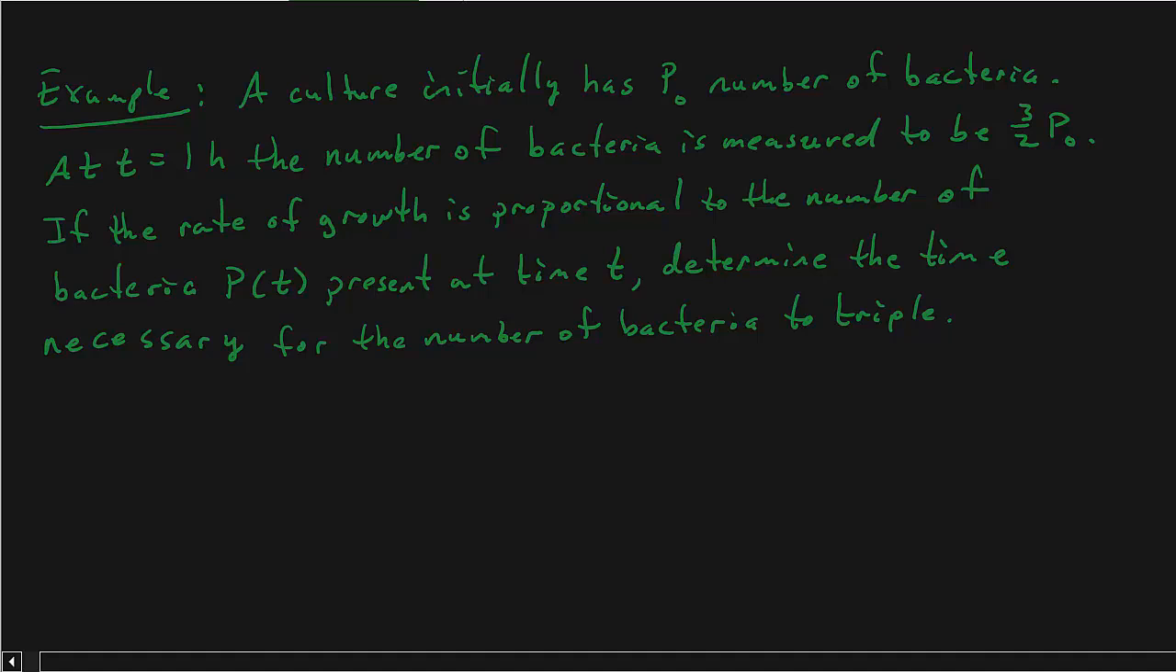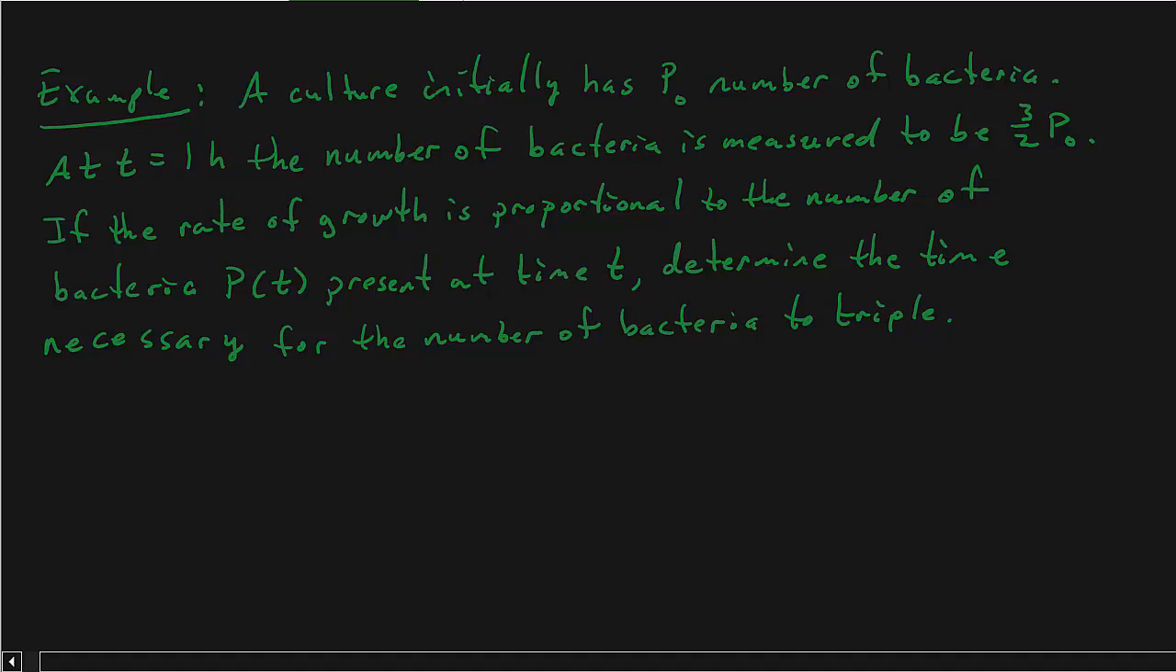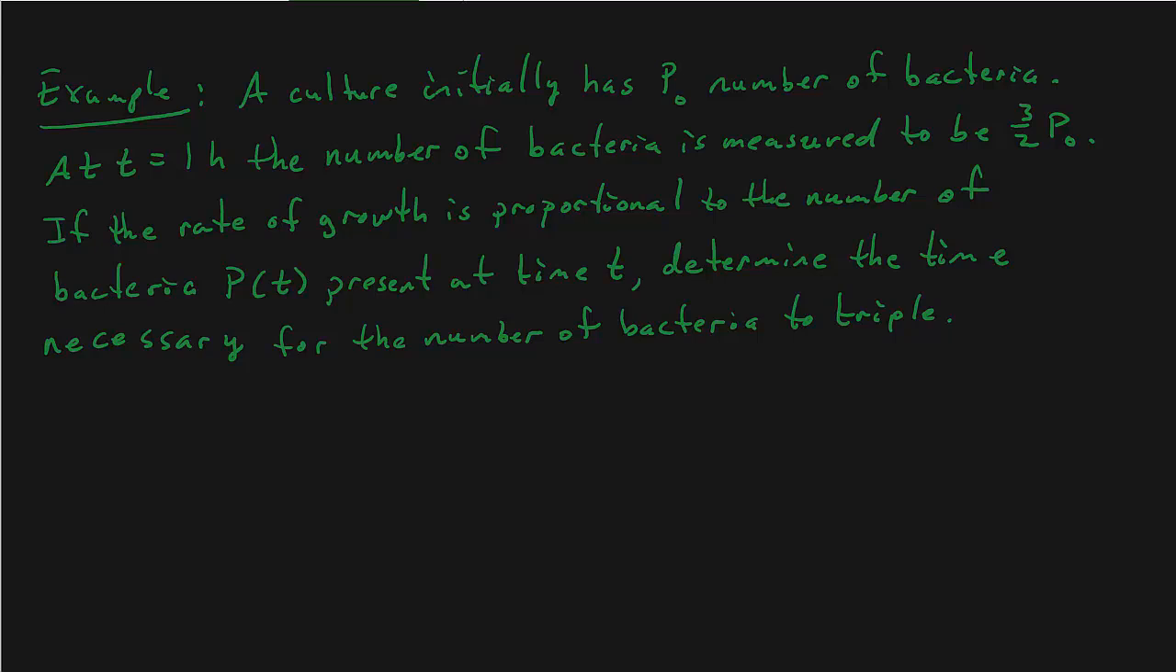It says a culture initially has P naught number of bacteria. At t equals 1 hour, the number of bacteria is measured to be 3/2 times P naught. So I guess you could look at it as 1.5 times the initial amount. If the rate of growth is proportional to the number of bacteria P of t present at time t, determine the time necessary for the number of bacteria to triple.